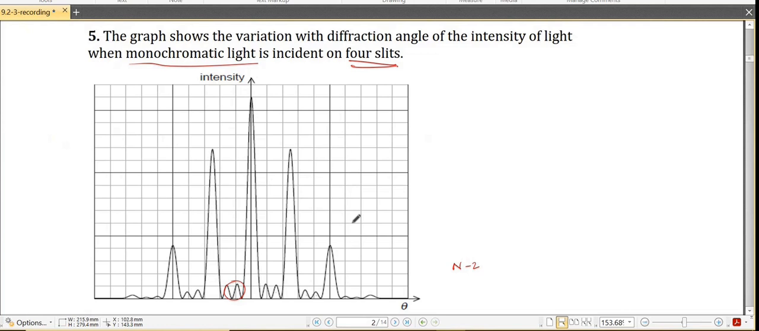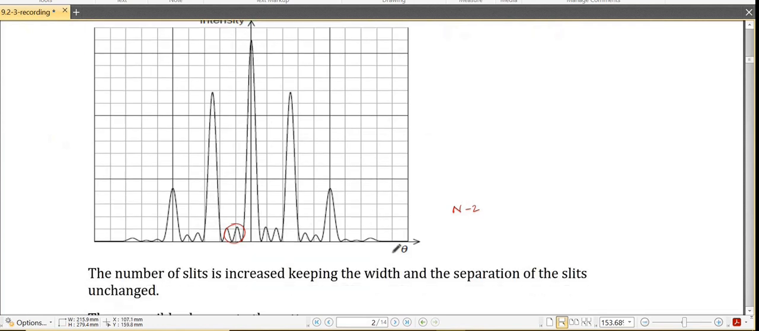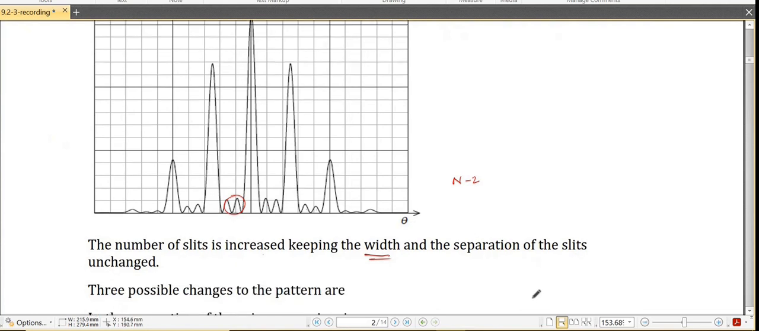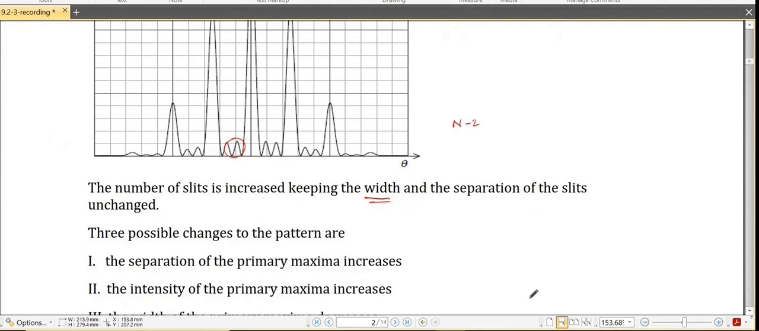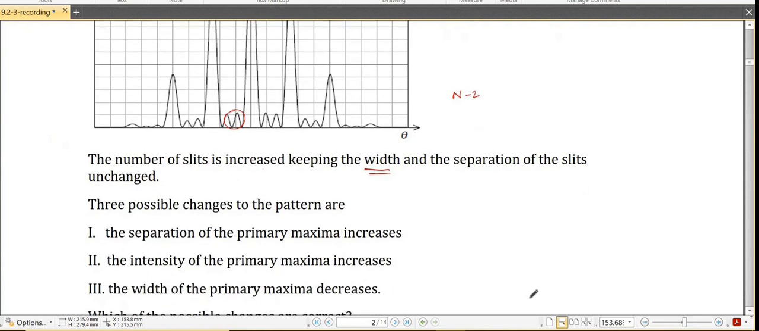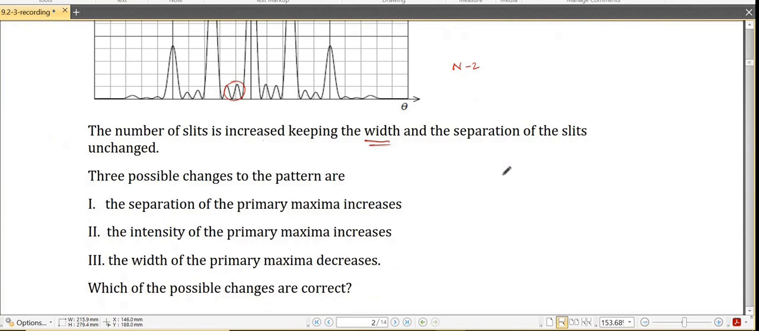All right, now let's look at the question more. So the number of slits is increased, keeping the width and the separation of the slits unchanged. So there are 3 possible changes to the pattern. The slit width is not changed. The separation of slits is also not changed. However, the number of slits is increased. So what are the changes?